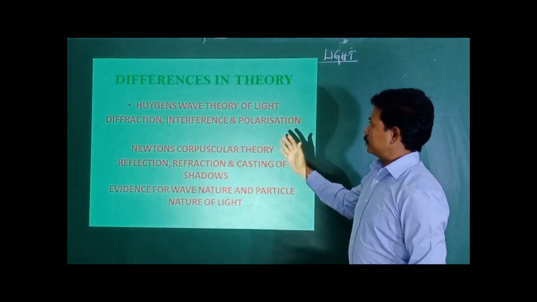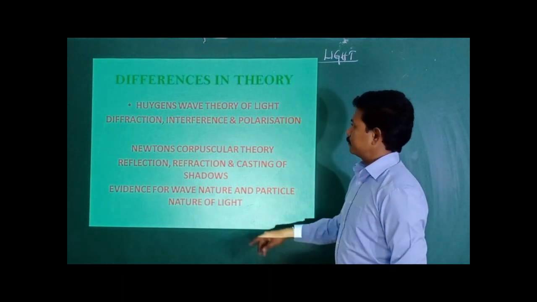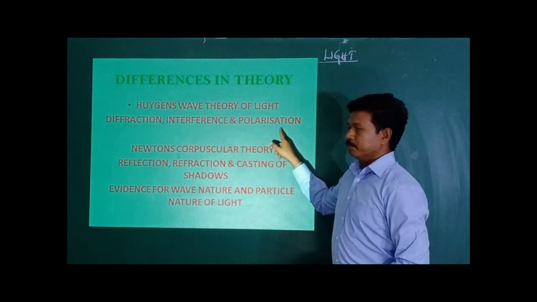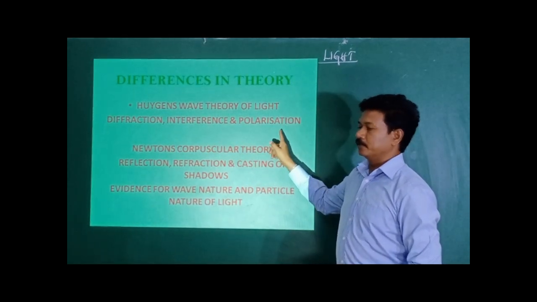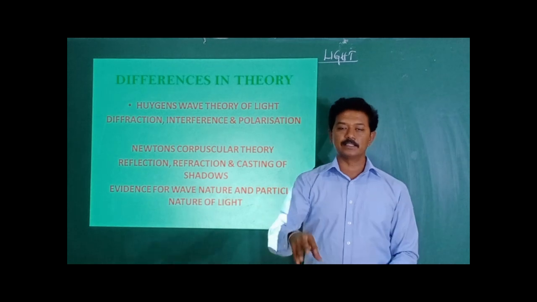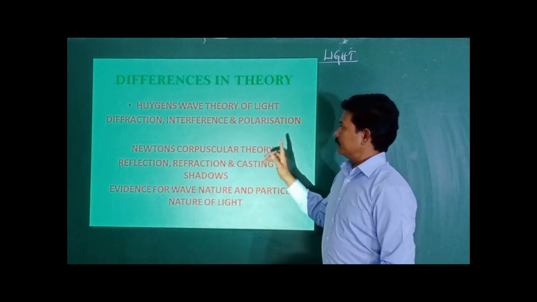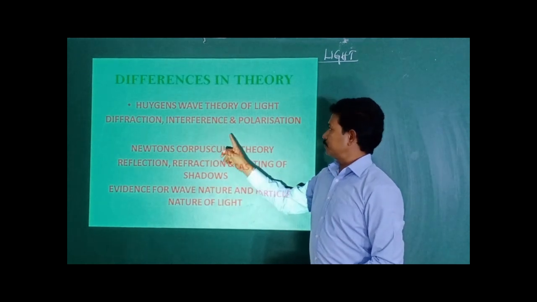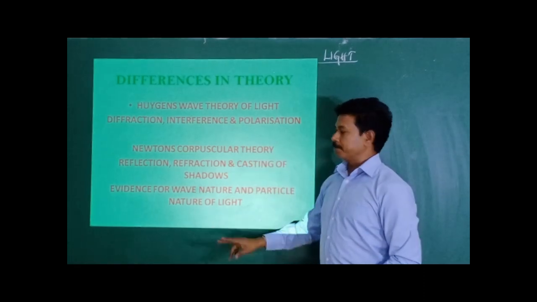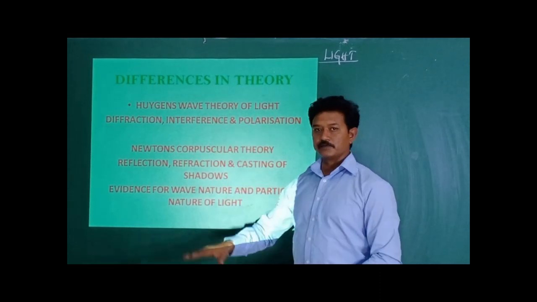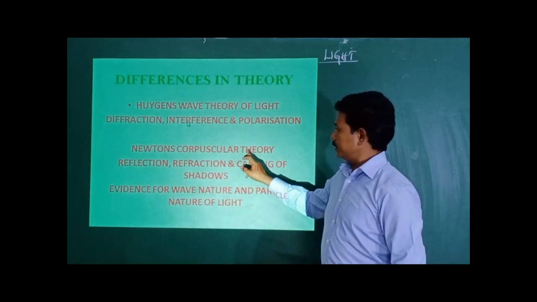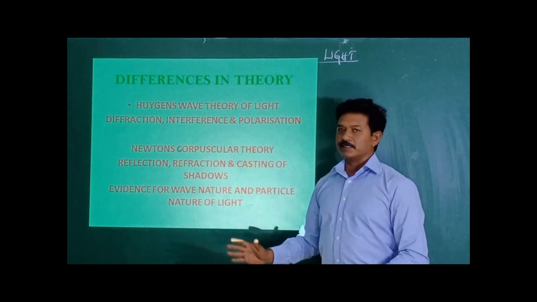According to Huygens wave theory of light, diffraction, interference and polarization are the three properties of light which he was able to prove, showing that light is in the form of waves. If you consider that light is in the form of waves, you can satisfactorily define diffraction, interference and polarization. On the other hand, if you consider light to be corpuscles according to Newton's corpuscular theory, you can successfully define through experiments reflection, refraction and casting of shadows. So both are correct in their own ways.